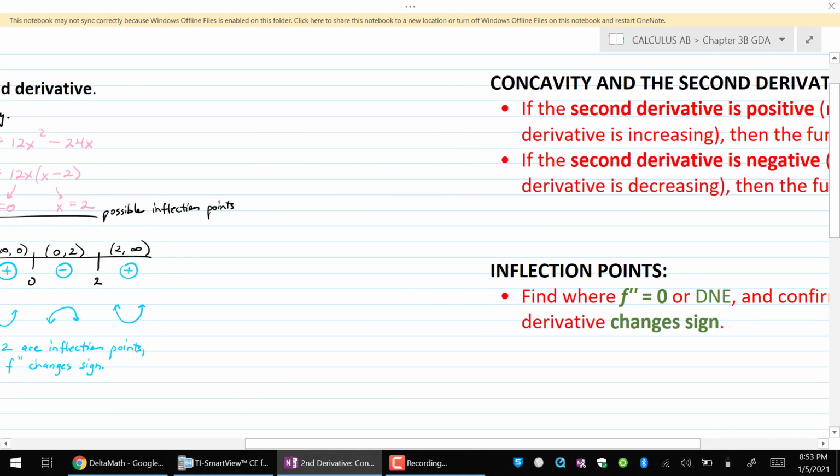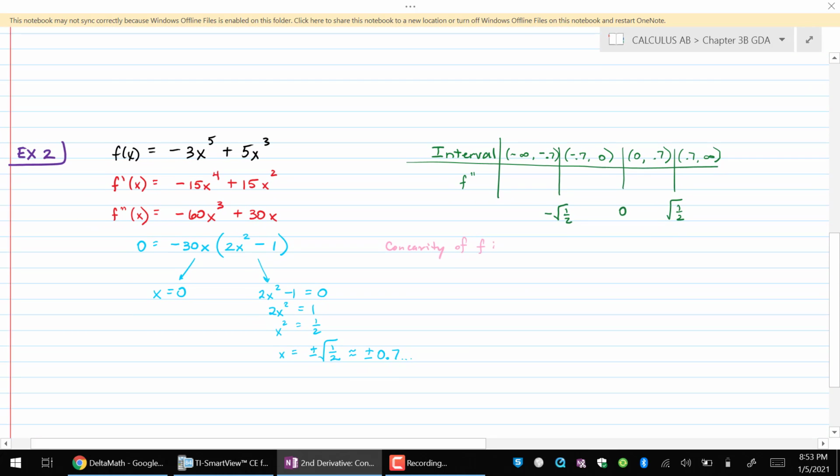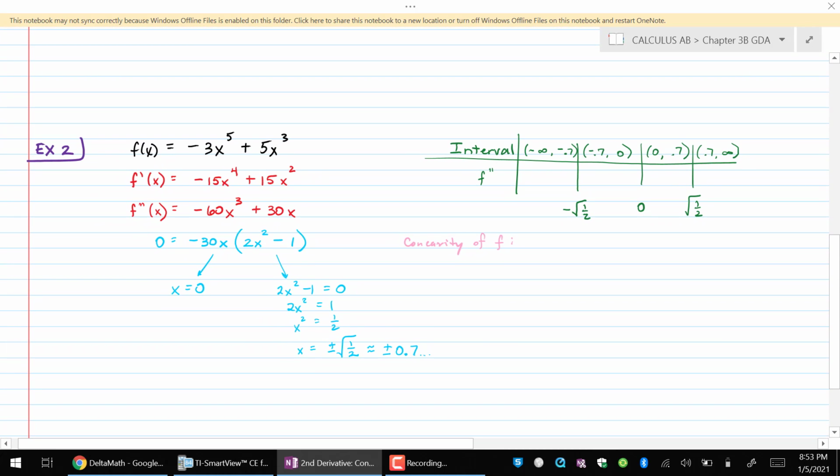A few other examples to close with here. This one is mostly finished for you. I have the example of -3x to the 5th plus 5x to the 3rd. If you'd like to pause the video and jot down this problem, you can certainly do so at any time. But I have the first derivative listed and then the second derivative listed as well. And I'm just looking for inflection points and a brief concavity analysis for you.